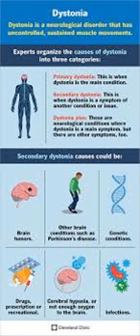Neurological conditions: secondary dystonia can be caused by other disorders, such as Parkinson's disease, Huntington's disease, or Wilson's disease. Brain injury: damage to the basal ganglia, a group of structures in the brain involved in movement control, due to trauma, stroke, or infections. Medication side effects: certain medications, particularly antipsychotics, can induce dystonia.